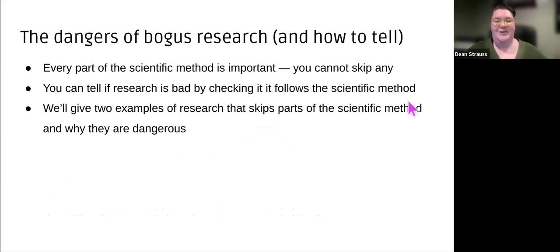So what we're here to talk about today, the dangers of bogus research and how you can tell, because it can be really hard when there's so much stuff going on and you're not always going to be an expert on the thing that you're like, I don't know if this is quite right. So the most important thing is that every part of the scientific method is important. We can't skip any of them. This also means that research tends to take a really long time. So you can tell if research is bad by checking if it follows that scientific method. If it seems like it's skipping any of those steps, you want to start questioning it.